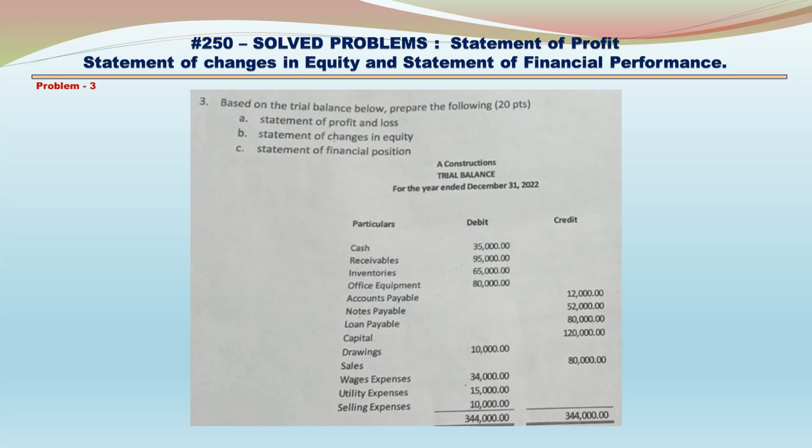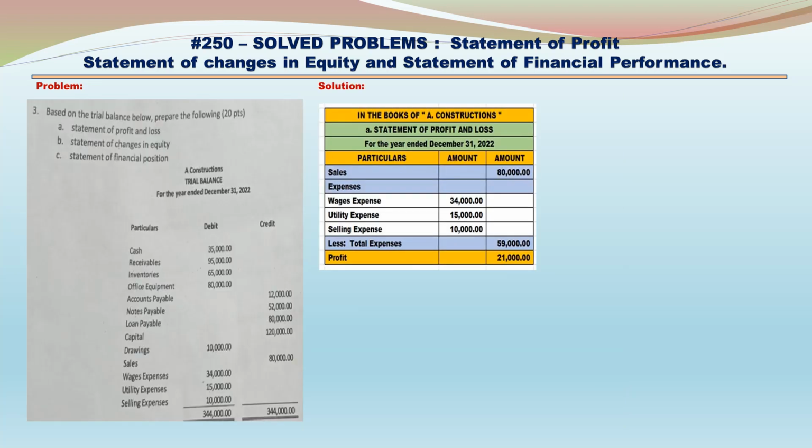Particulars: debit, credit. Cash: debit 35,000. Receivables: debit 95,000. Inventories: debit 65,000. Office equipment: debit 80,000. Accounts payable: credit 12,000. Notes payable credit 52,000. Loan payable credit 80,000. Capital credit 120,000. Drawings debit 10,000. Sales credit 80,000. Wages expenses debit 34,000. Utility expenses debit 15,000. Selling expenses debit 10,000. Total debits 344,000. Total credits 344,000.